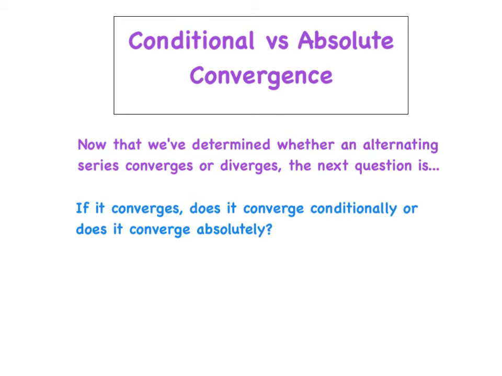For tonight's topic, we're going to talk about conditional versus absolute convergence. And this is certainly a topic that has gained momentum recently on past years' AP exams, and it seems to be a more popular topic as we go. We spent the past 3 weeks trying to figure out whether a series converges or diverges, and last night we talked about specifically whether an alternating series converges or diverges.